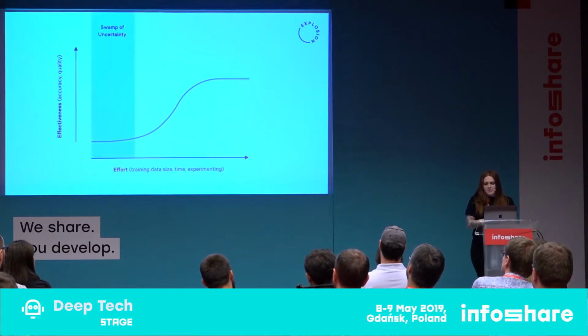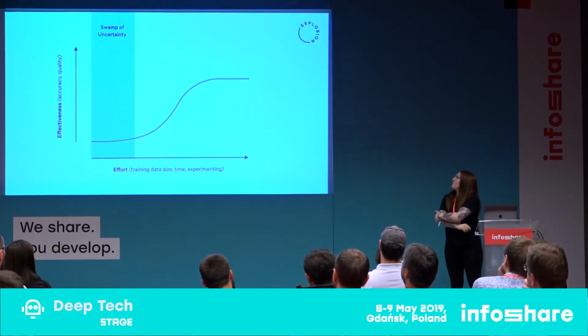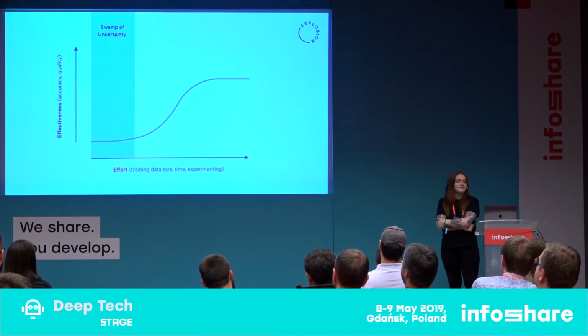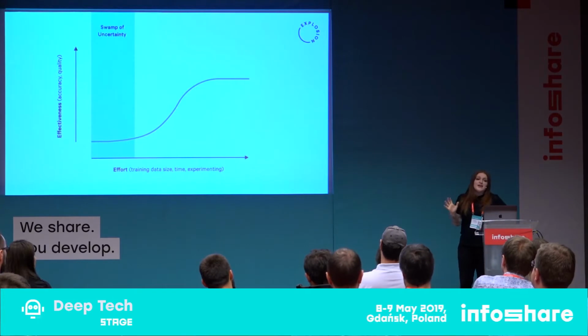And the first section, I'm calling this the swamp of uncertainty, because nothing really happens. That's the part where we barely see any movement, nothing changes.